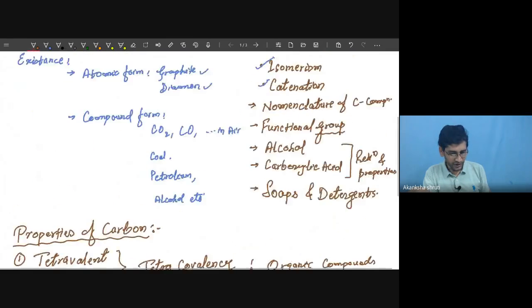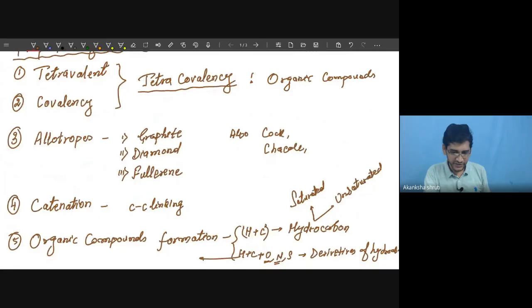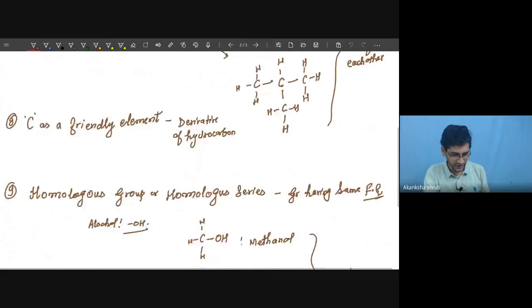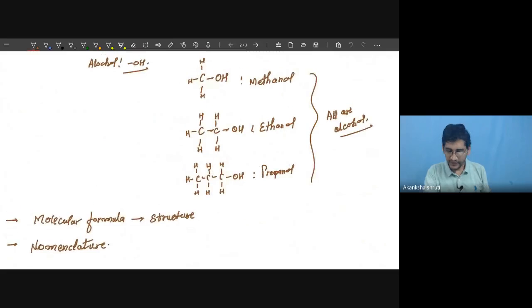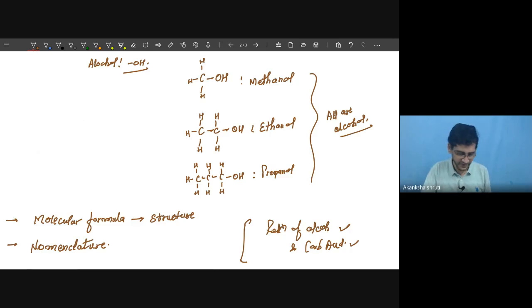See, for this year, only this much is going to be asked: what are their important properties and nomenclature? Only up to this much. The other topics, like reaction of alcohol and carboxylic acid, are removed for this year. So we will focus more on this topic. Later on we will see these 2 topics also, in brief only. Only the important points we will discuss. Then soap and detergent is also there.